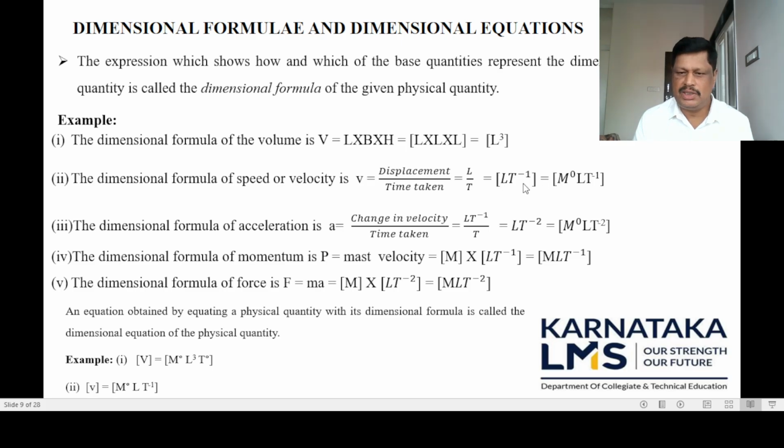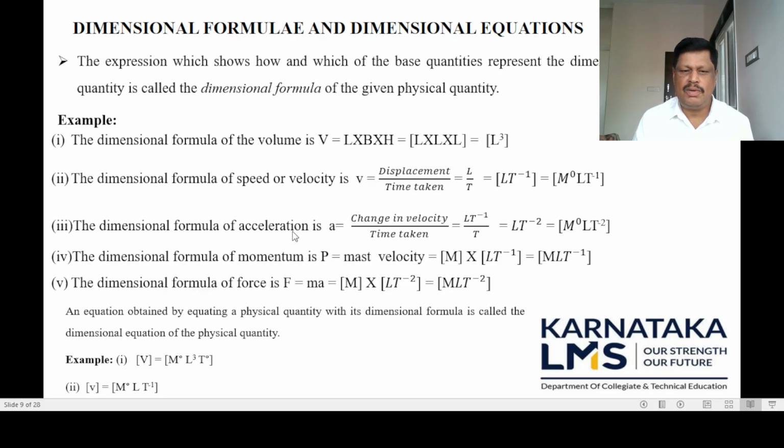All dimensions are represented by the three fundamental physical quantities of mass, length and time. Here the dimensional equation of the velocity is given by M raised to the power of 0, L raised to the power 1 and T raised to the power of minus 1. So M^0 L T^-1 is the dimensional formula of velocity. Here M to the power 0 represents that the measurement of velocity does not require the measurement of mass.